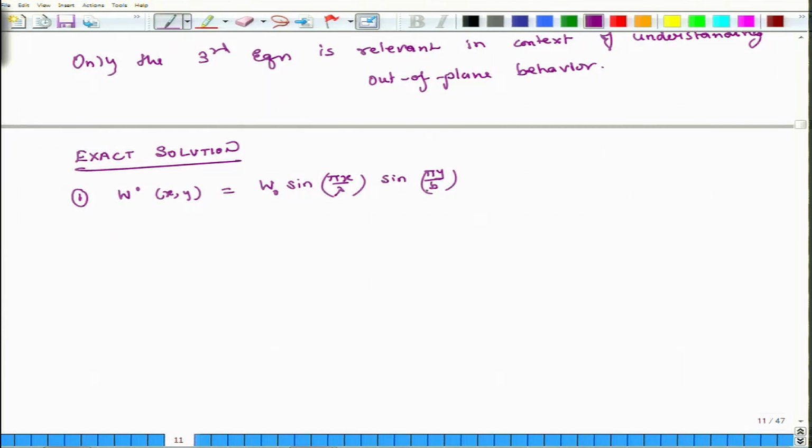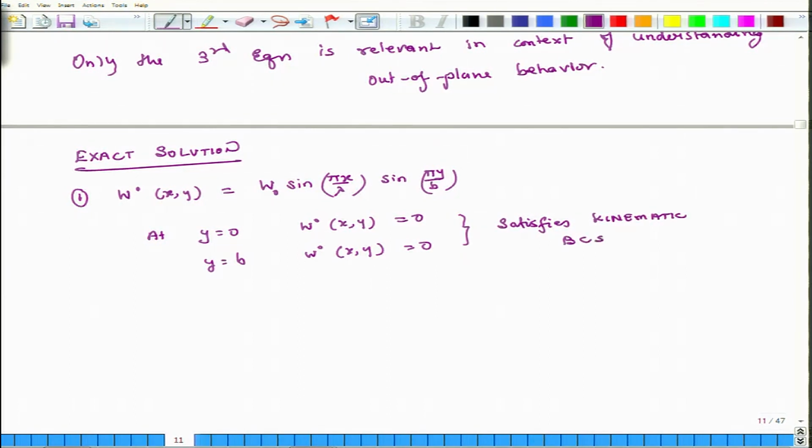Now we check whether this satisfies the boundary conditions. At y equals 0, w naught x y is 0, and at y equals b, w naught x y is again 0. So it satisfies the kinematic boundary conditions.